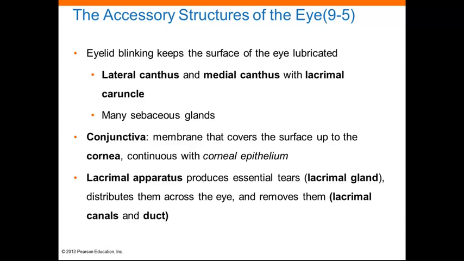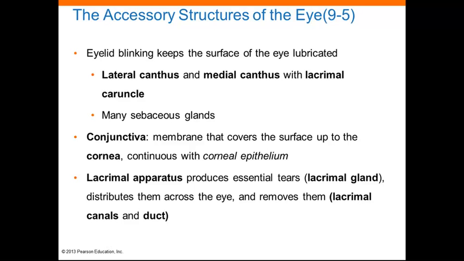The conjunctiva is a thin, transparent membrane that covers the inner surface of the eyelids and the outer white surface of the eye up to the edge of the cornea, a transparent part of the outer fibrous layer of the eye. The cornea is covered by a delicate corneal epithelium, which is continuous with the conjunctiva. Irritation or damage to the conjunctiva is called conjunctivitis, otherwise known as pink eye.